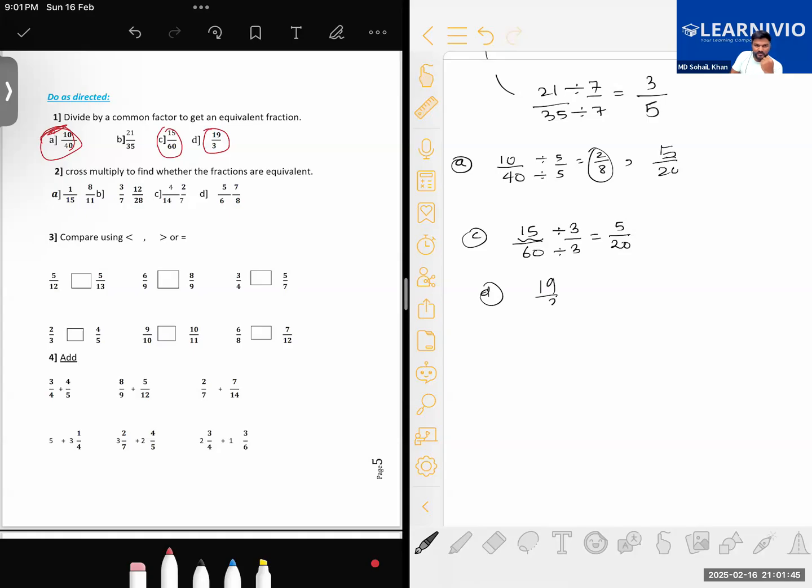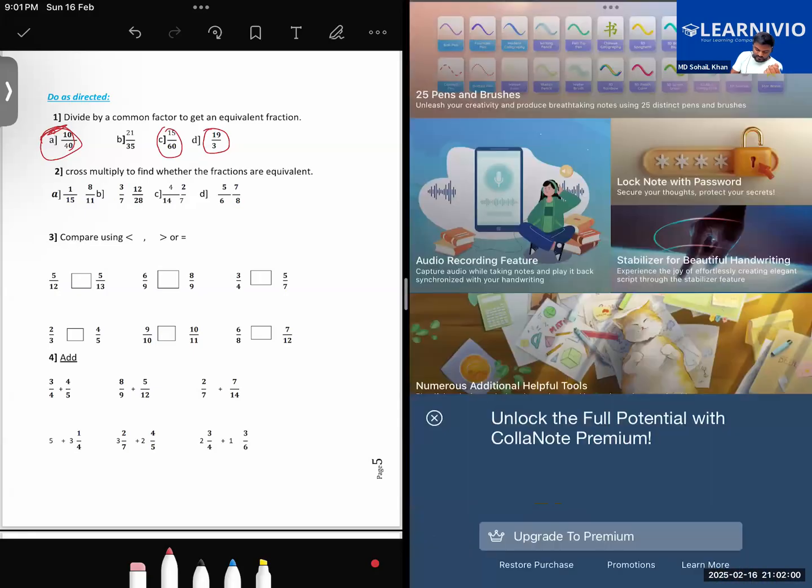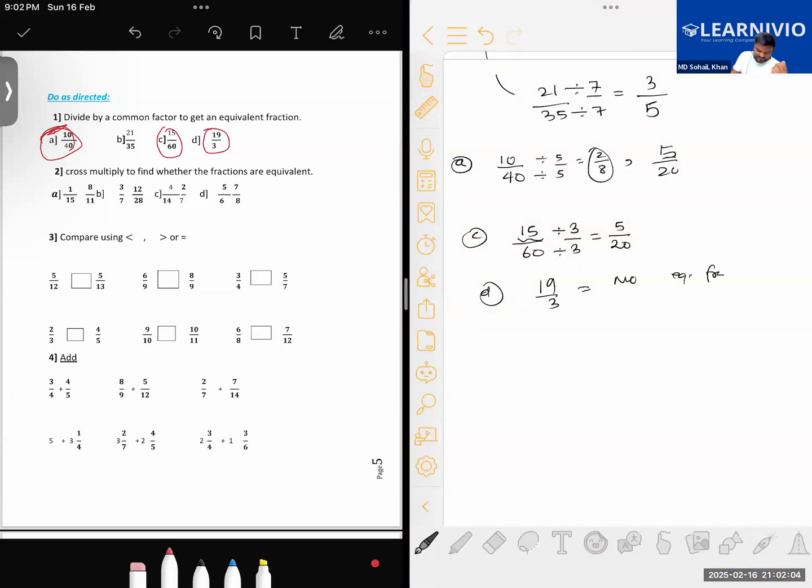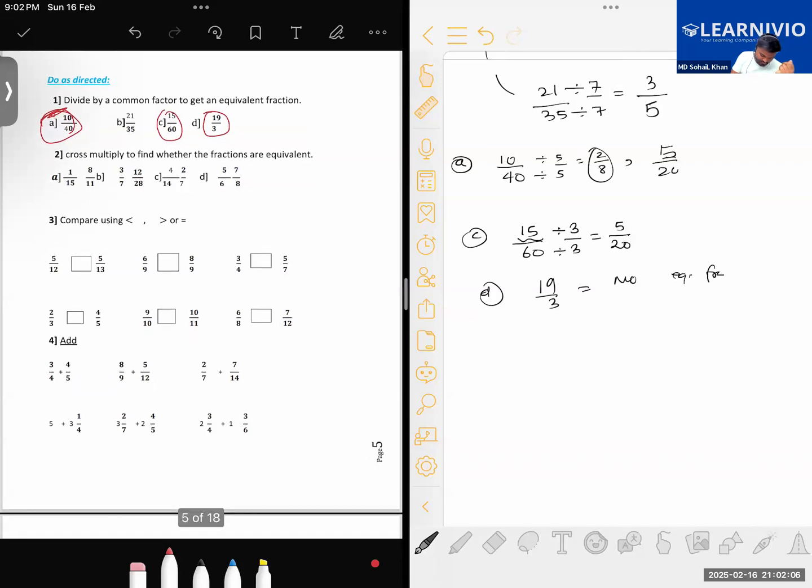19 upon 3. Okay. So can we get any equivalent fraction? First of all, let's see, it is already in the simplest form possible. It cannot be divided any further. It does not have any common factor, right? So for this, no equivalent fraction. Okay, let's continue with question number 2.